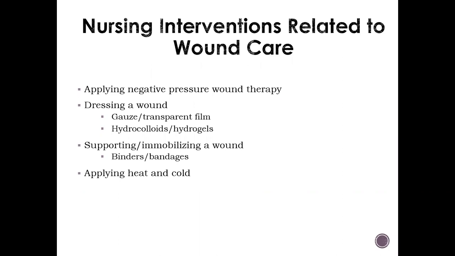They also want to do supporting and immobilizing of the wound. Binders and bandages are used to hold the dressing in place, apply pressure to the wound to impede hemorrhage, and support and immobilize your injured area, thereby promoting healing and comfort. Before applying a bandage or a binder, determine the intended purpose of the application and assess the part being bandaged.